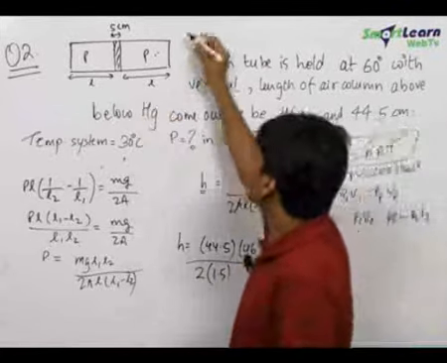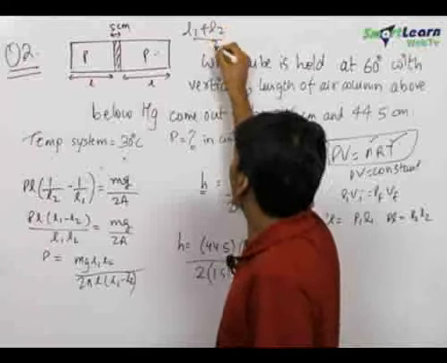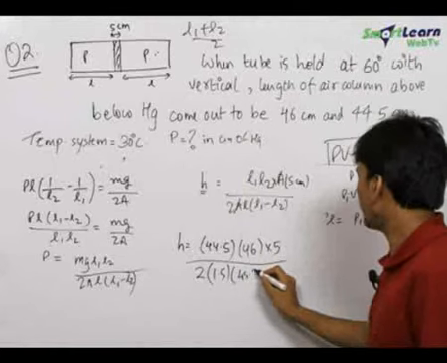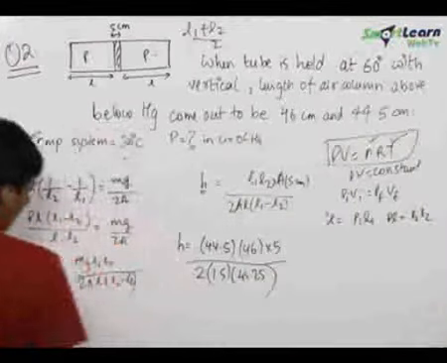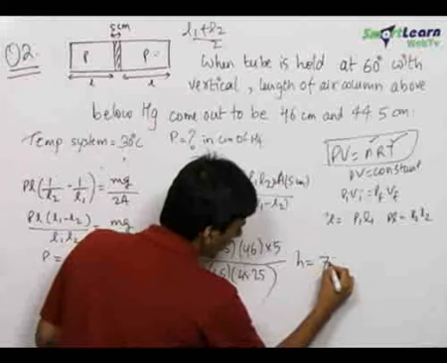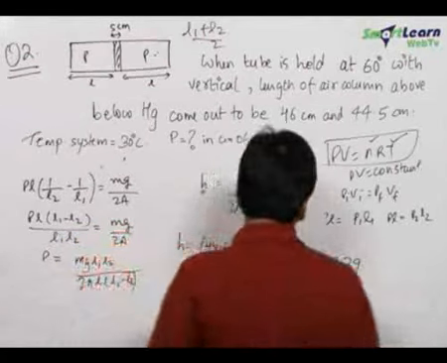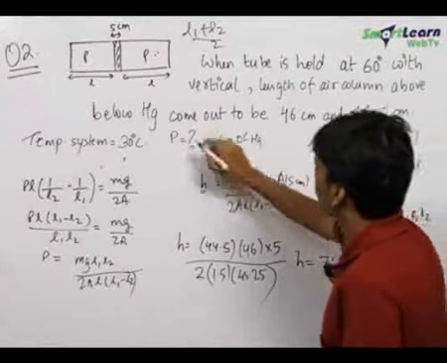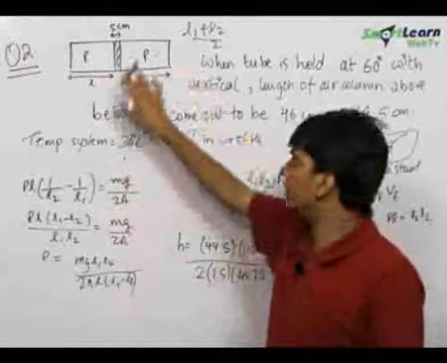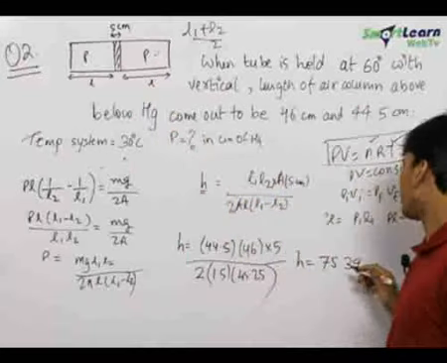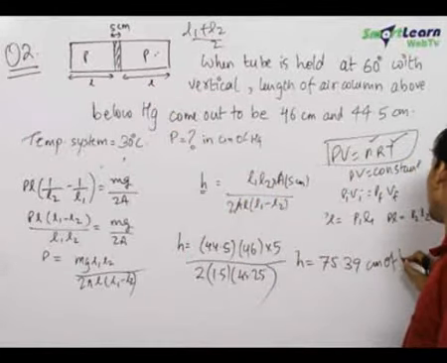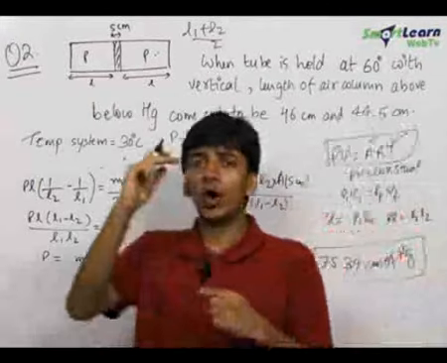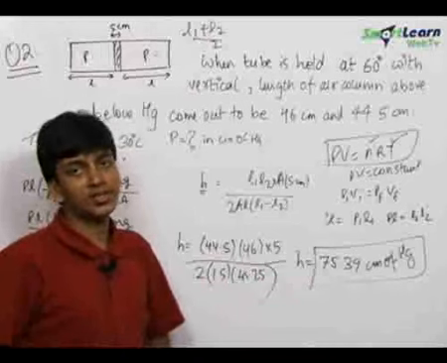and L is equal to L1 plus L2 by 2. Therefore, we write this as 45.25. So, the answer for h comes out to be equal to 75.39. Therefore, our final answer for the initial pressure in this column of the tube comes out to be equal to 75.39 centimeters of mercury. That is a pressure equivalent to the pressure of a column of mercury of height 75.39 centimeters.